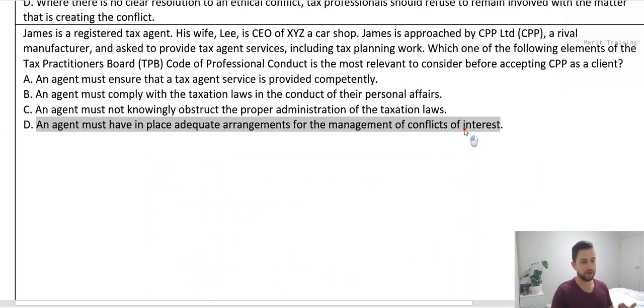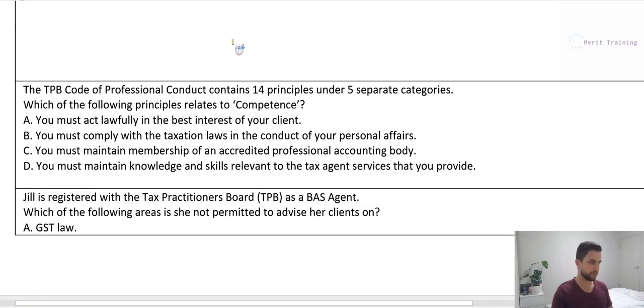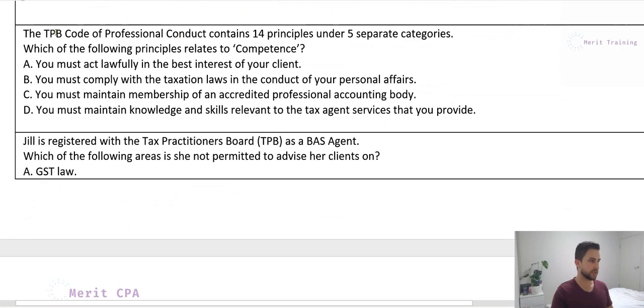And just remember, and this is a great example of that, even if the other answers are all correct as well, we're trying to find the most correct answer and the most relevant to our particular situation. Okay, next question is, the TPB Code of Conduct contains 14 principles under 5 separate categories. Which of the following principles relates to competence?